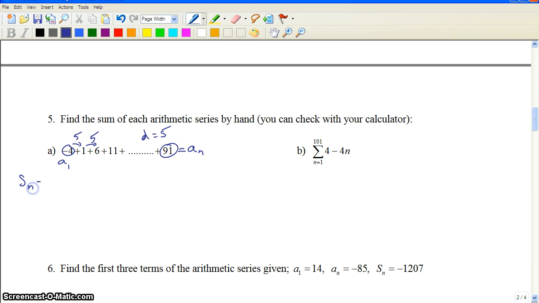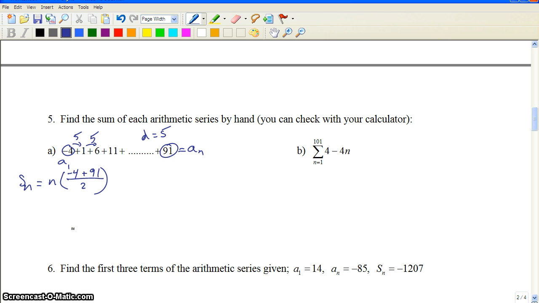So if we do the sum of the first n terms of an arithmetic sequence, which is this formula right here, and we start substituting some things in. We want to find the sum of n terms. We don't know what n is. But we do know what A sub 1 is. We're going to erase that and put negative 4 in there. We do know what A sub n is, being 91, so we're going to write 91 in there.